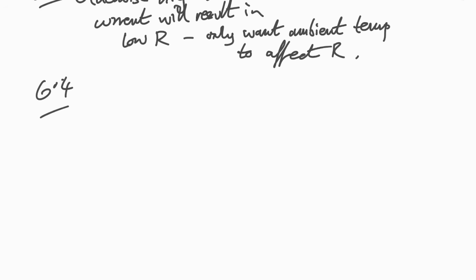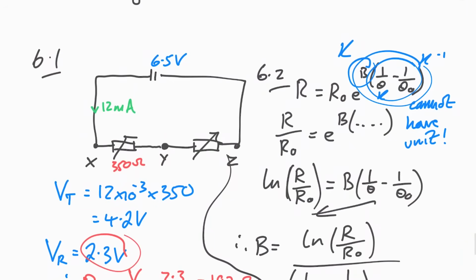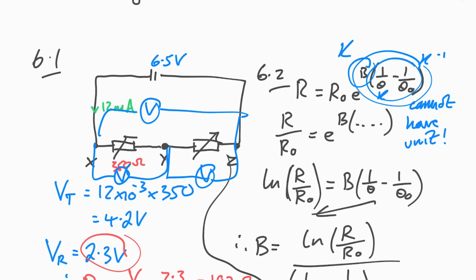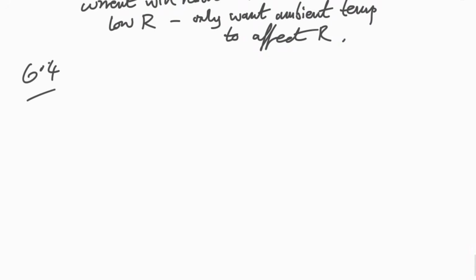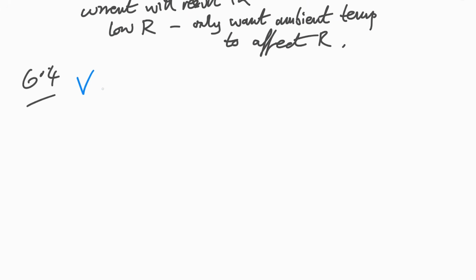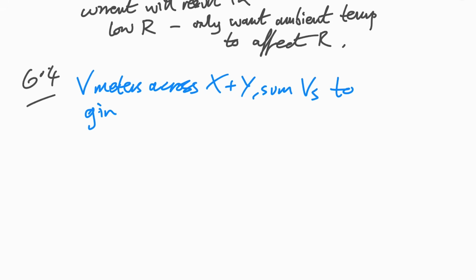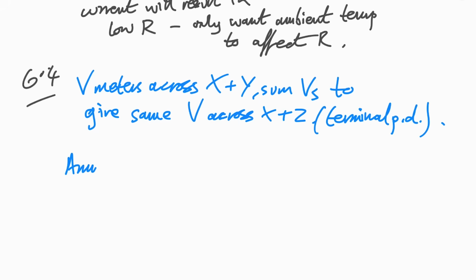Why? Okay, well, dumb question. So all we need to say is that we can put a voltmeter there, and we can put a voltmeter across the whole thing to show that. That's fine. Like, voltmeters across X and Y, some V's to give same V across X and Z. And that is your terminal PD. And also ammeters at all points will give same current.